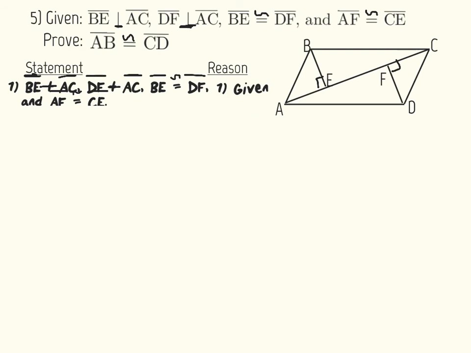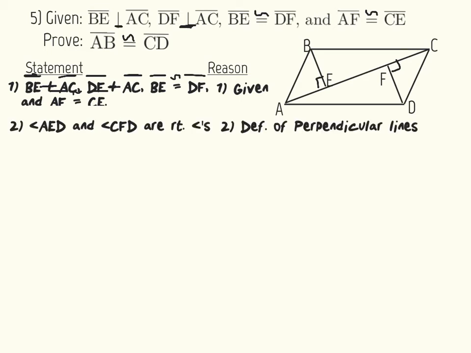Okay, number 5. Given BE is perpendicular to segment AC, DF is perpendicular to segment AC, and BE is congruent to segment DF, and AF is congruent to segment CE, we want to prove that segment AB is congruent to segment CD. So this is, again, a very complicated picture, a complicated proof. It's a 9-step proof. So we start with what we are given, and then we're going to look at those right angles that we have, so we can say that they are congruent to each other. So I'm going to start there.